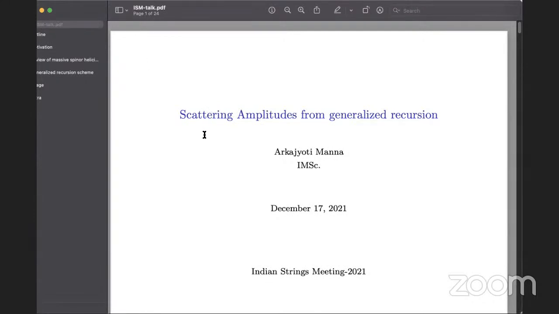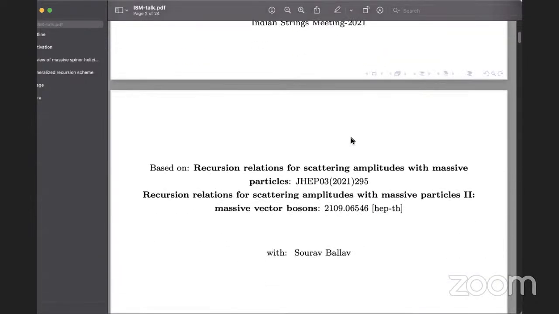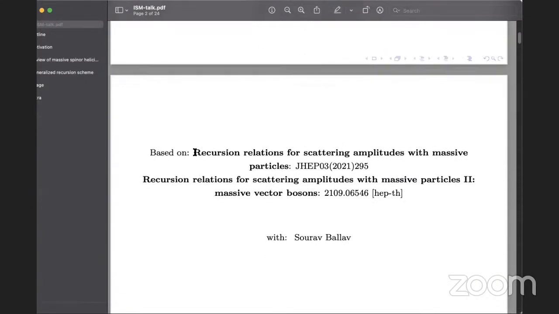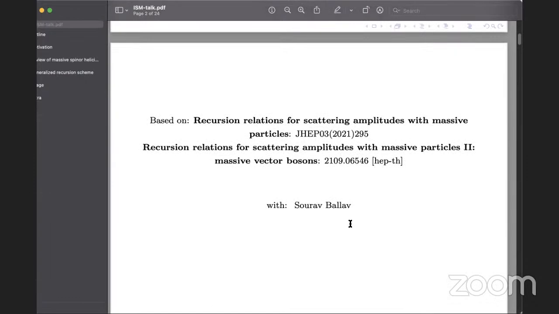Okay. Let me first thank the organizers for giving me this opportunity. The title of my talk is Scattering Amplitudes from Generalized Recursion, which is based on these two works. These works are done in collaboration with a postdoc.